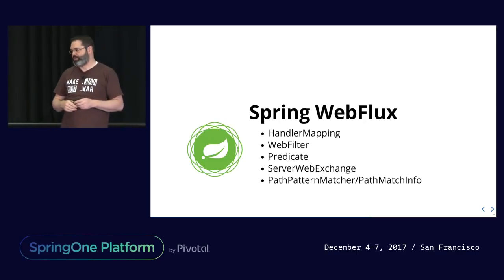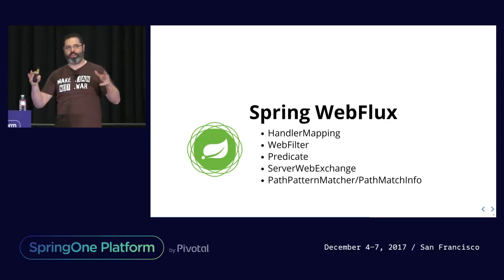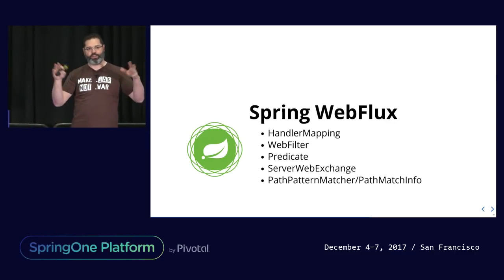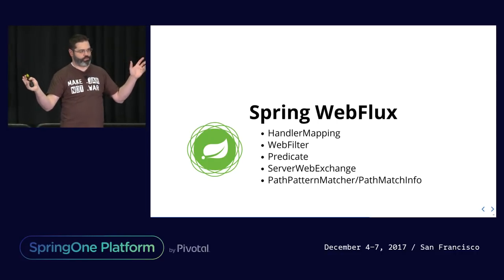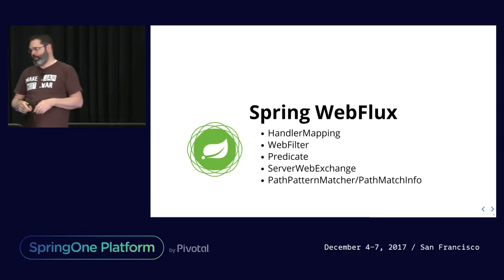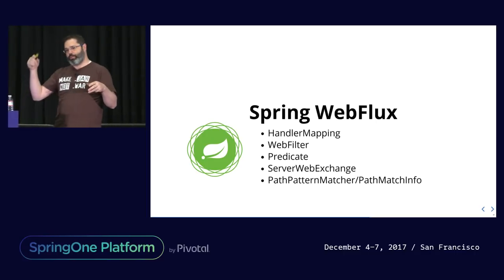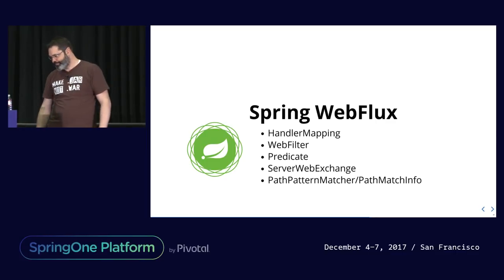But we get a lot of things for free that in Zuul 1 we had to replicate out of the Spring ecosystem. We get handler mappings, right? This is the mechanism by which the Spring dispatcher says, where should I send this web request to? What code should run this? We get filters, right? Here is a web request. I need to do some things to it.